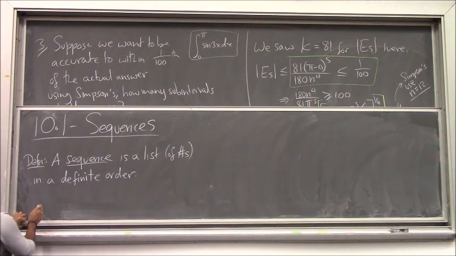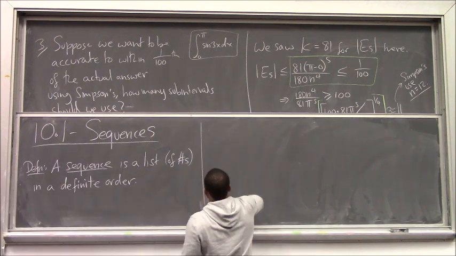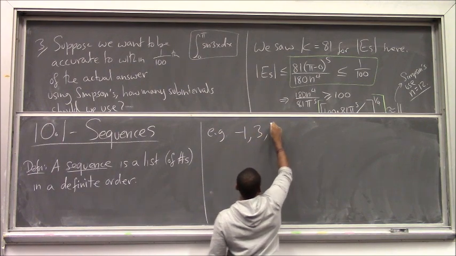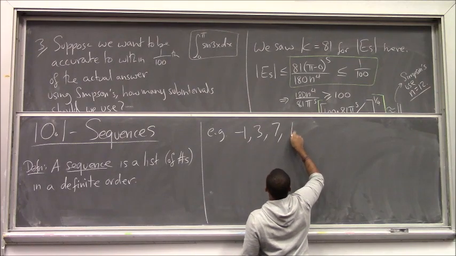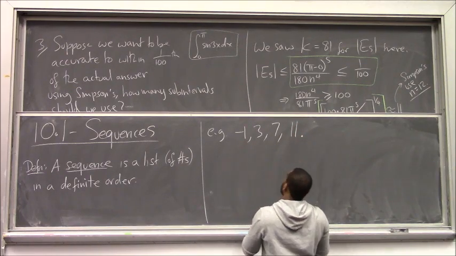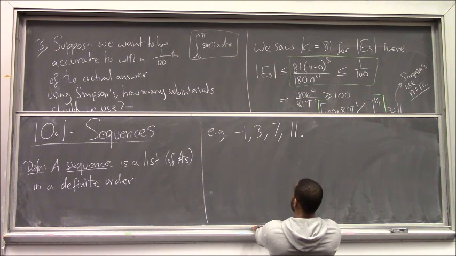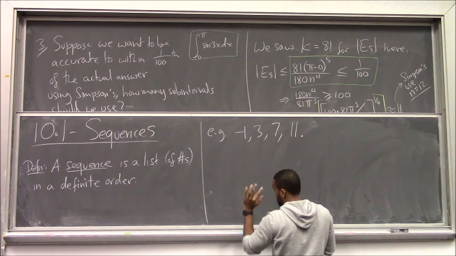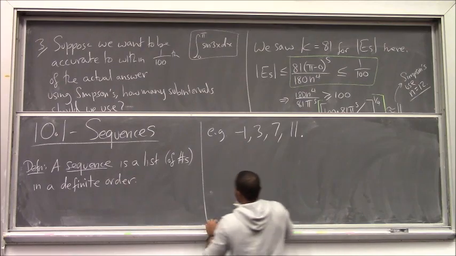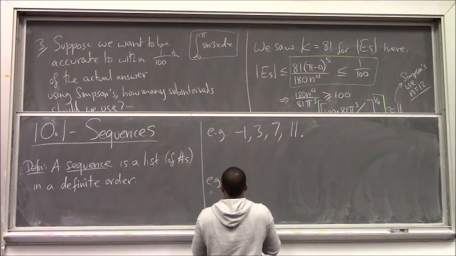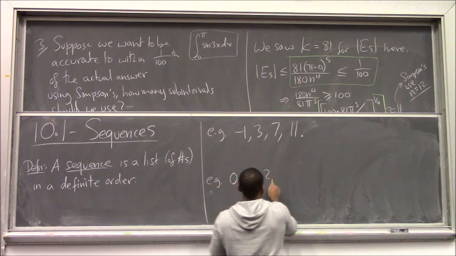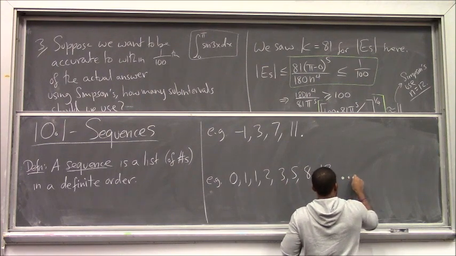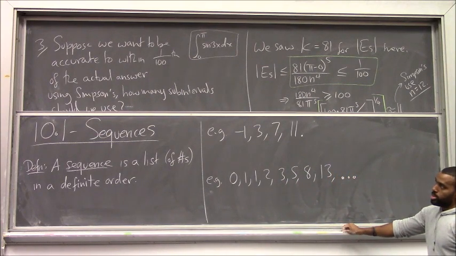So, for example, I can talk about this kind of sequence. List. So here's a list of 4 things. It's a list in a definite order. I definitely had in my mind what would be first, second, third, and fourth. There was some kind of rule I was following in my head to actually write this list down. Another example would be something like dot, dot, dot.